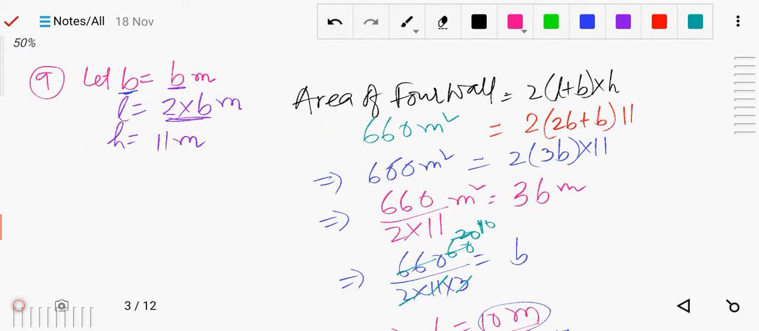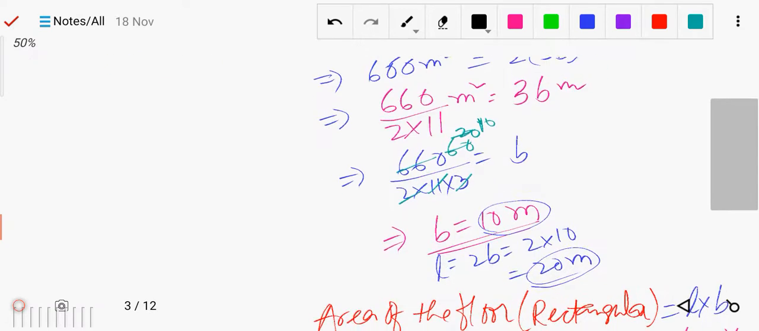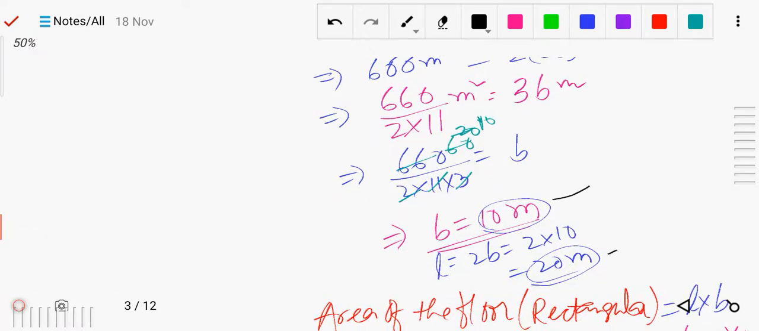So this is the given. In the question it is given that the length is 2 times the breadth. So we assume that the breadth is B, so L will be 2 into B. Height is 11 given. The area of the 4 walls is given as 660, so we put the values and we get the value of B. Now that we have the value of B, we can get the value of L also.